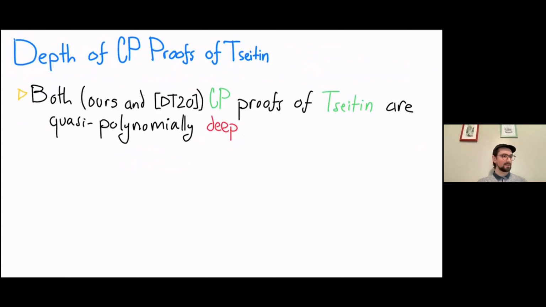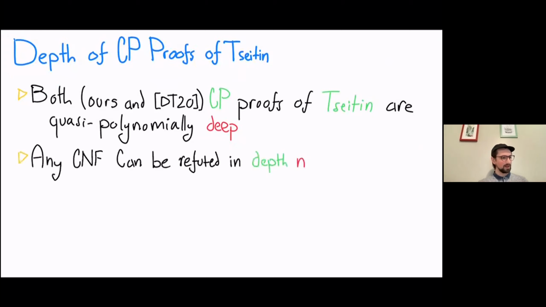Yeah, so the last thing that I wanted to talk about is this really weird observation. So in both the proof that we get of these mod 2 linear equations and the proof that Dadush and Tiwari get of the Tseitin formulas, they're quasi-polynomial size, but they also have quasi-polynomial depth. So these proofs are extremely deep. And this is mostly a consequence of applying this Schrijver lemma over and over again.